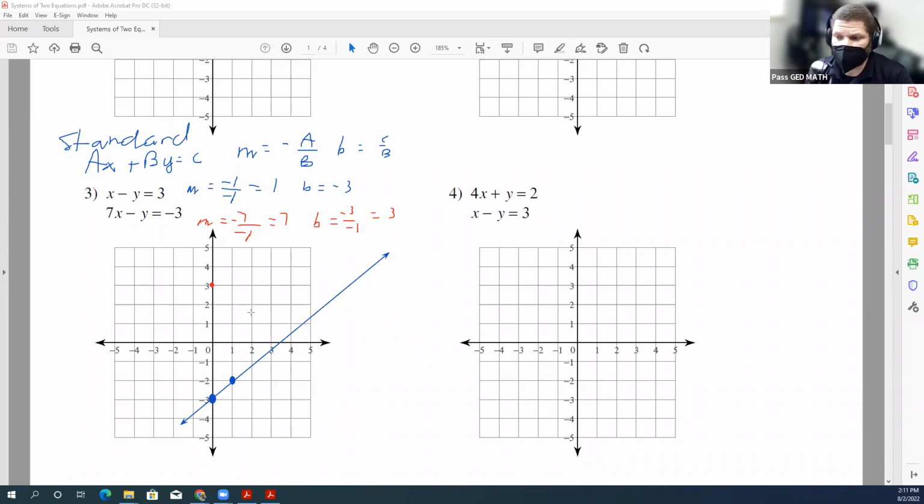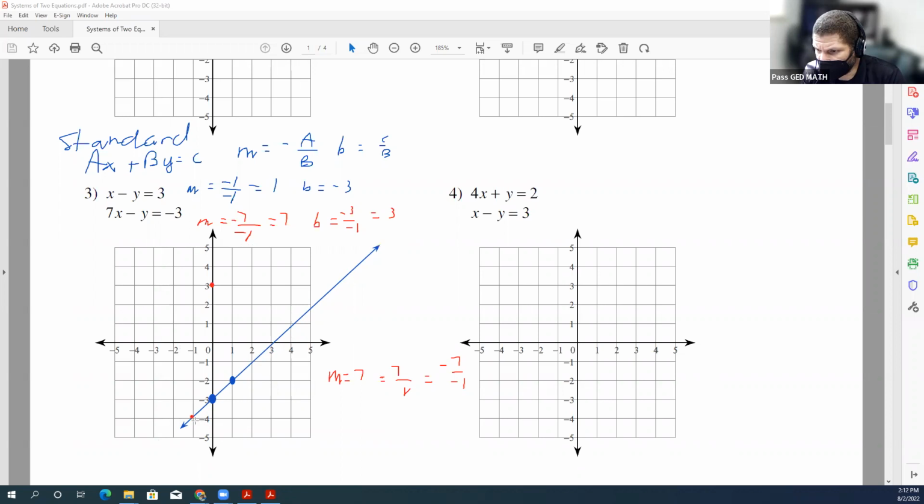Our slope is 7, so we can't go up 7. So what we have to remember is when we have a slope of 7, that's 7 over 1, or -7 over -1, because two negatives make a positive. So we're going to go down 7, 1, 2, 3, 4, 5, 6, 7, and then over 1. So we notice right away that this is a little off. Let me adjust it. There we go.